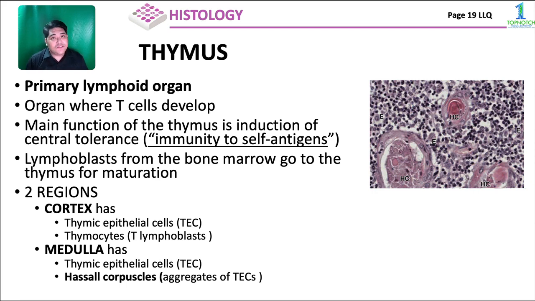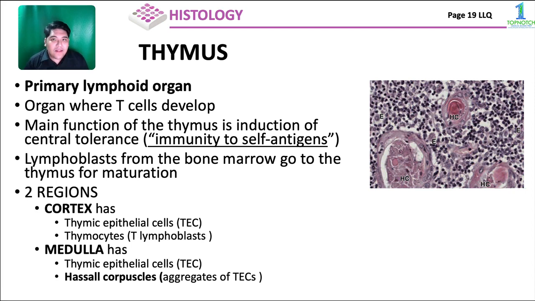There are two regions of your thymus. Again, two regions, your cortex and your medulla. Diba, alam naman natin yung cortex, usually that's the outer part, medulla is the inner part. Tandaan nyo lang guys, ha? Sa cortex, nandoon yung thymic epithelial cells and your thymocytes, or your T lymphoblasts, other term kapag nasa thymus. Sa medulla, meron pa ring thymic epithelial cells.